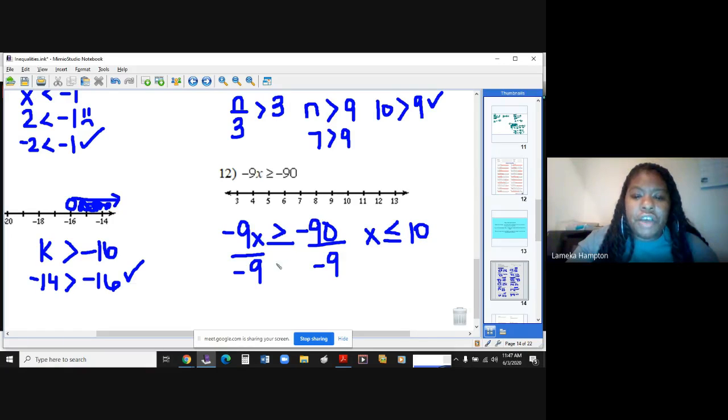A negative divided by a negative gives me a positive. So again, we're just reinforcing those integers. Now, I am going to have a closed circle. The reason why is because I have this line under my inequality sign, and that lets me know that 10 is a part of that solution.